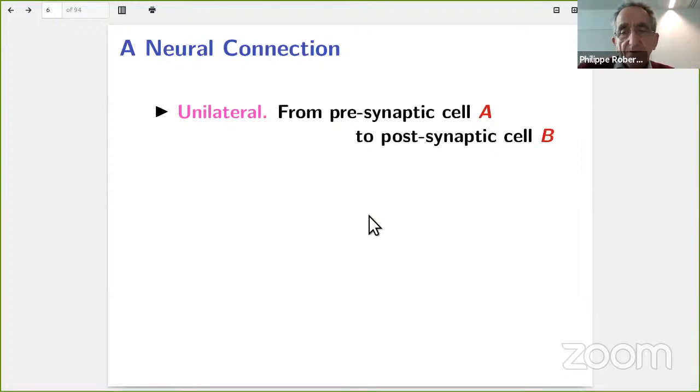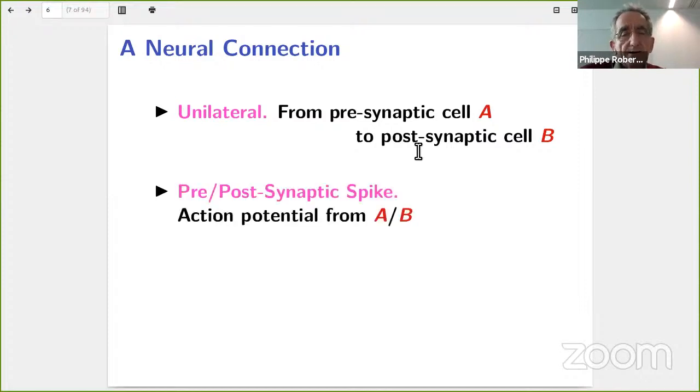Okay. So one important thing is that it's not symmetrical. It's unilateral. So you have a presynaptic cell, and the information goes from the presynaptic cell to the postsynaptic cell. So you don't have any kind of symmetry. It's a unidirectional signal, and the presynaptic spike is issued from the presynaptic cell A, and the postsynaptic spike from cell B.